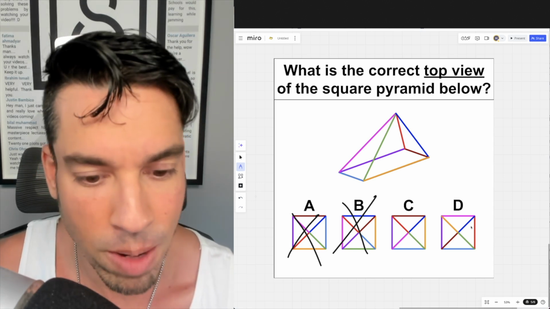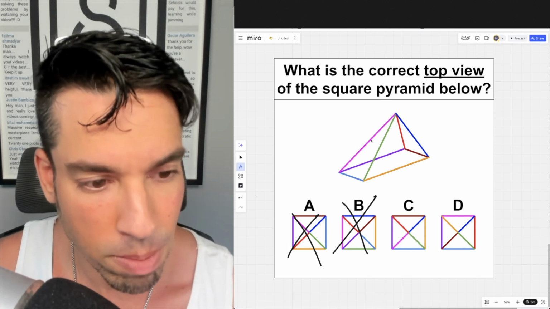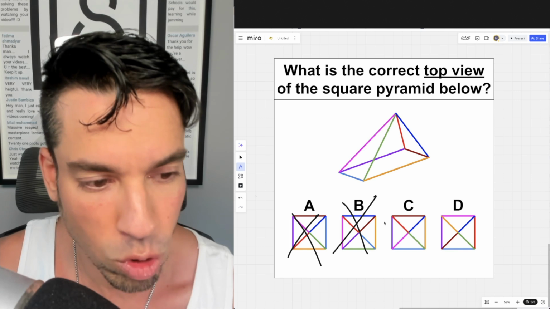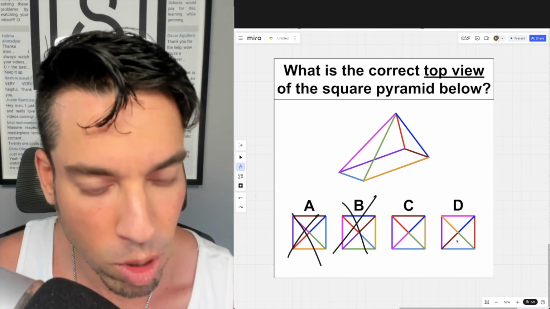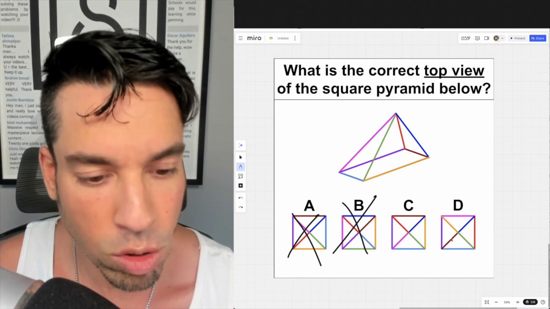Now if we look at D, I see blue, I see green, that matches, but then what I should see next in that order would be that pink or light purple color, which instead I see brown. So we can also eliminate D.